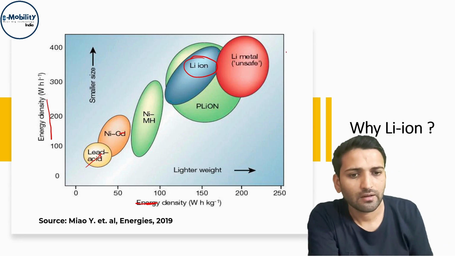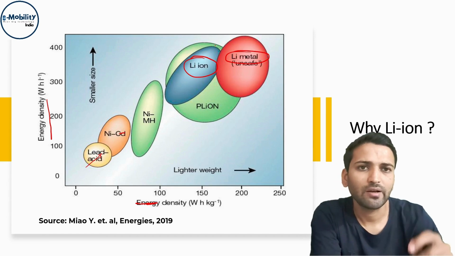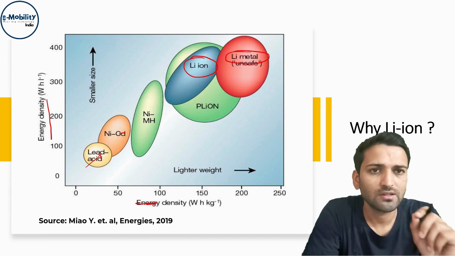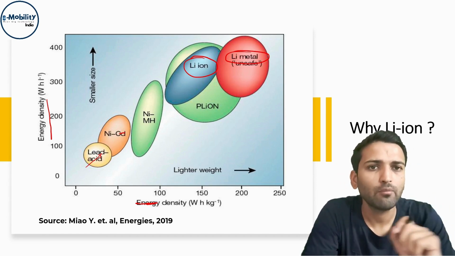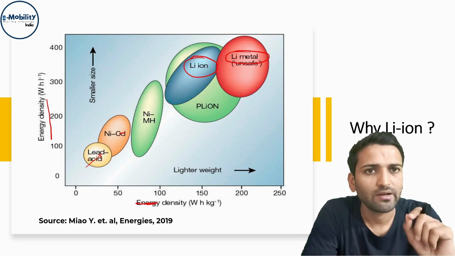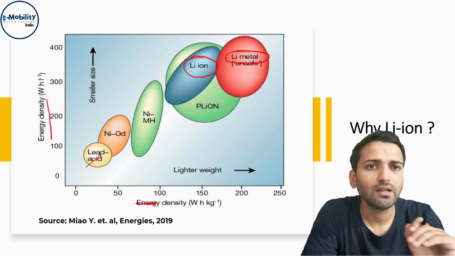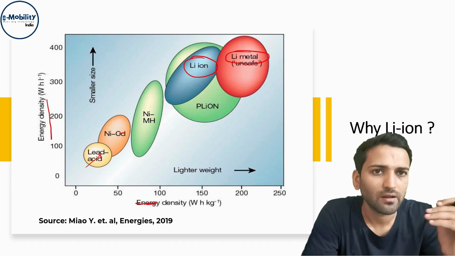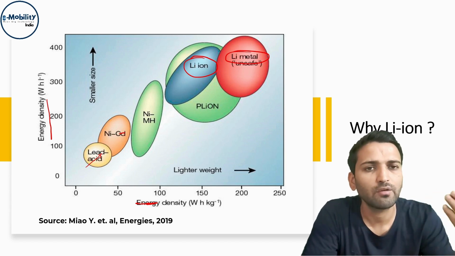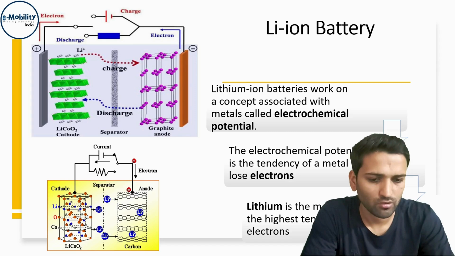And lithium metal or the metal based batteries are more energy dense, but the main problem with metal based batteries is that they are unsafe. So currently they are not used, but as the R&D, the research and development, progresses, they will be used more and more.